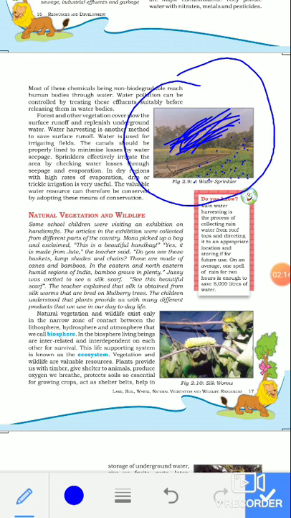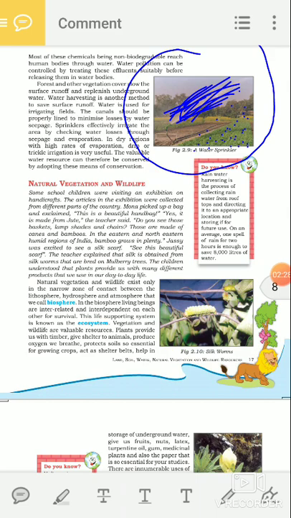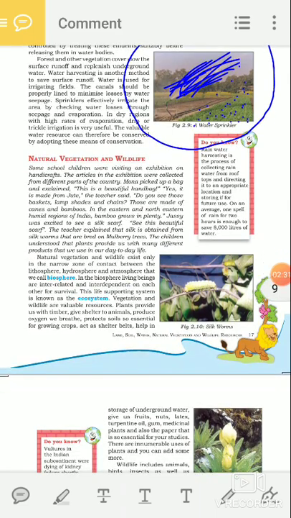The next topic is natural vegetation and wildlife. Some school children were visiting an exhibition on handicrafts. The articles in the exhibition were collected from different parts of the country. Mona picked up a handbag and exclaimed, "This is a beautiful handbag."